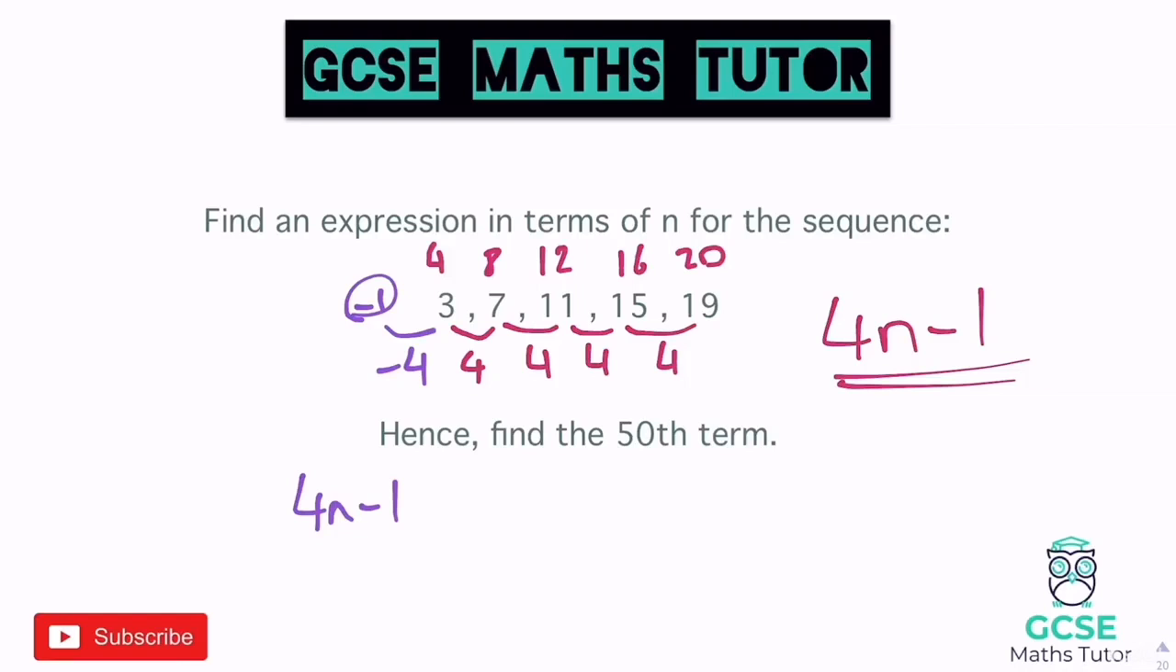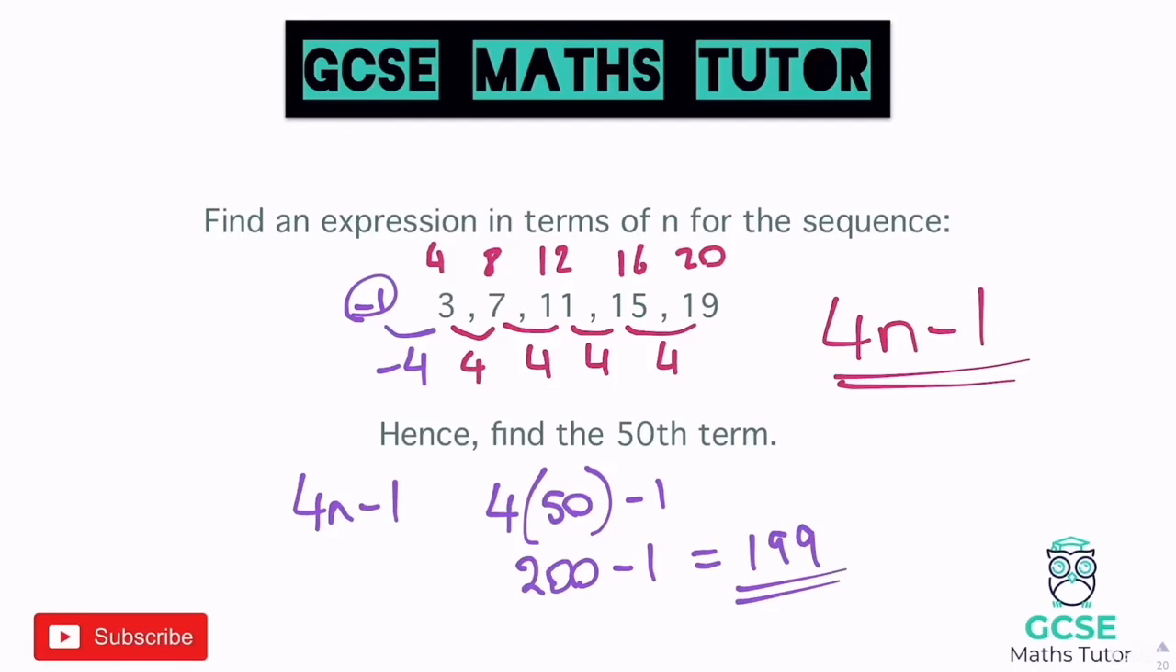So we're going to sub it in, and we get 4 times 50, or 4 lots of 50, but then we have to take away 1. 4 lots of 50 is 200, and 200 take away 1 gives us 199, and that is our 50th term. Just thinking, if you didn't have this nth term, you'd have to just keep counting up from 19, so you'd go 23, 27 and so on, and you'd have to keep counting up to the 50th term, and it'd take you quite a long time, so this is a nice little shortcut for that.